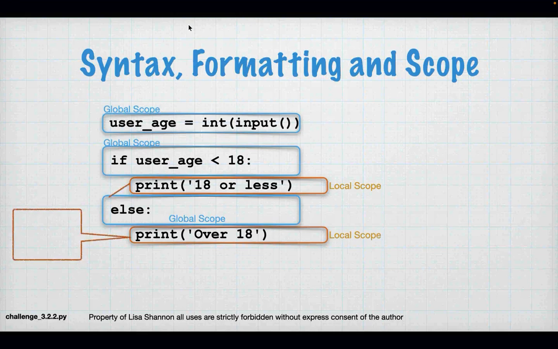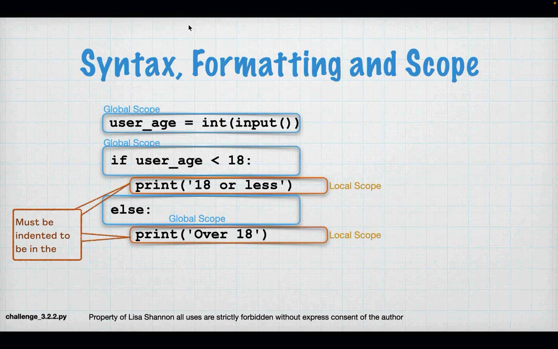User age is in the global scope. Anything in blue is global scope. The if statement is in the global scope. The else statement is in the global scope. But you will notice the print statement that is underneath the if user age is less than 18 is in the local scope. And it's not left justified. That P is not under the I of the F. That's because it is tabbed in, or it is indented.